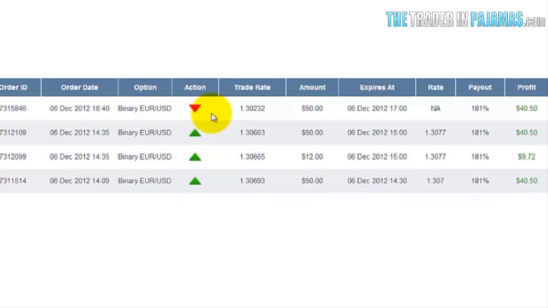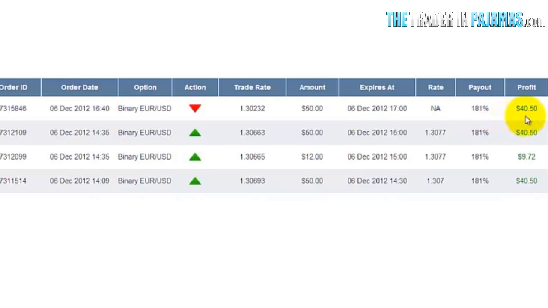Here you can see the date, the currency pair I traded, the direction of my trade, the trade rate when I opened the trade, and the exact time when the trade expired. Now here you see the payout, 181%, and my overall profit of $40.50 for this trade. As I mentioned, in today's world, there are very few financial investments that allow you to make a return as big as 81% in just 30 minutes.